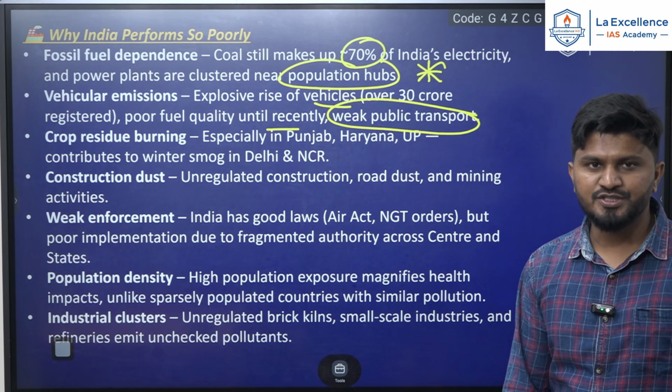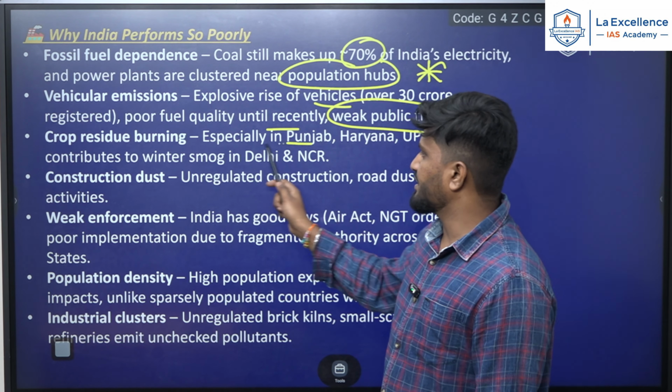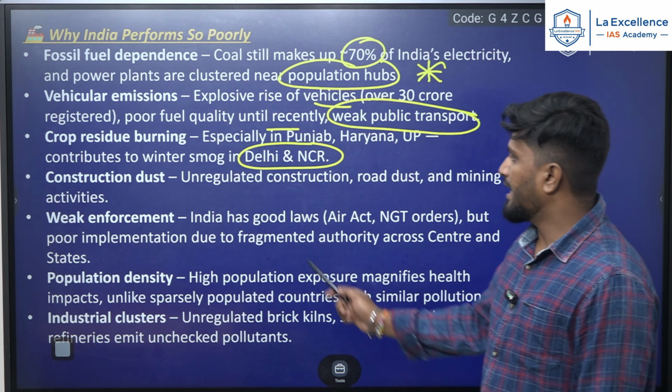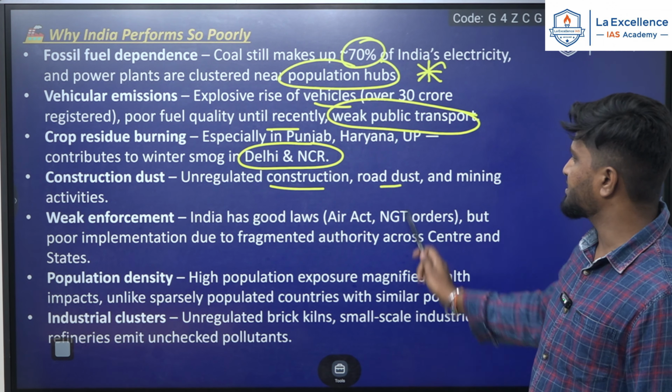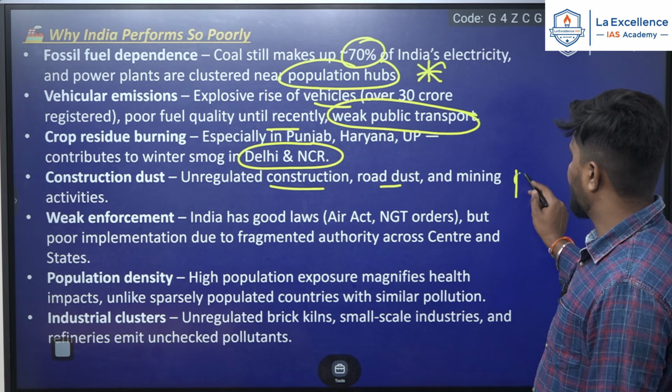Next is crop residue burning, especially in the regions of Punjab, Haryana and UP, which contributes to winter smog in Delhi and NCR. Then the construction dust. Unregulated construction, road dust and mining activities are also resulting in PM 2.5.